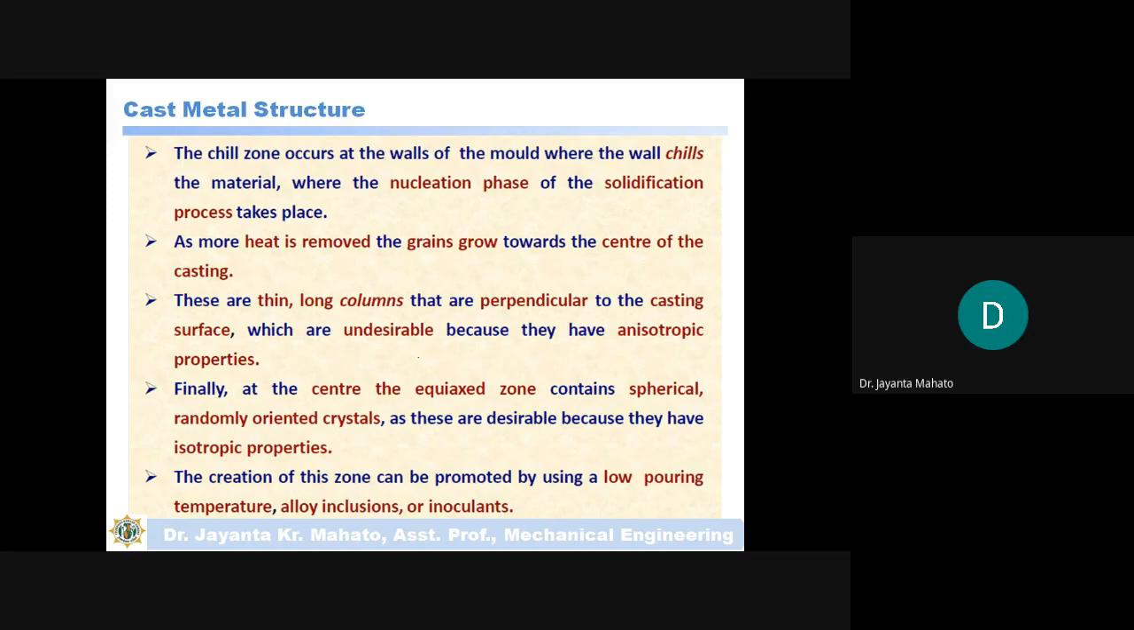Finally, the center of the equiaxed zone contains spherical, randomly oriented crystals, and they are desirable because they have isotropic properties. So at the center, spherical type grains are formed, and this is called an equiaxed type grain structure, and this zone is called the equiaxed zone. These properties are desirable because they are isotropic properties.